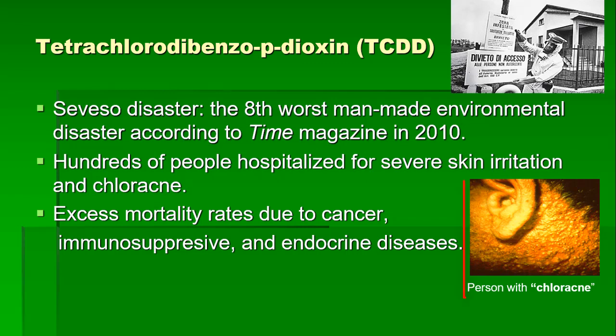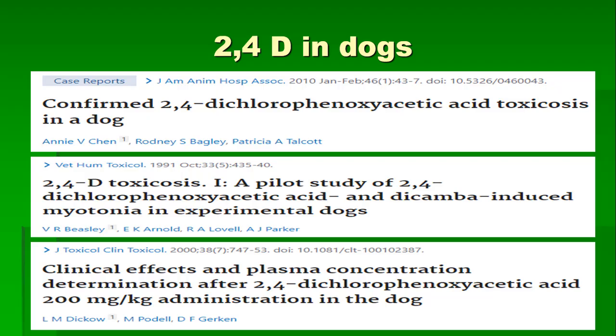As you can see here in the image, chloracne is a disease in which people develop pimple-like eruptions of blackheads, cysts, pustules, particularly around the face, behind the ears, in the armpits, in the groin region. And the population affected that was followed for long-term effects had higher rates of different cancers and other immunosuppressive and endocrine diseases.